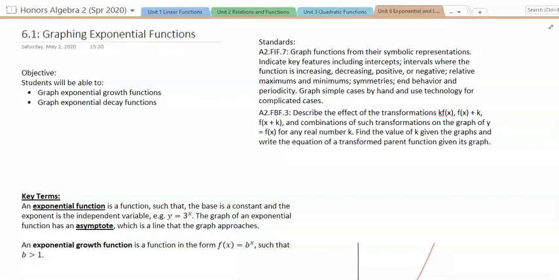The objectives in this section are that you will be able to graph exponential growth and exponential decay functions, and it falls under these two standards, FIF 7, dealing with the key features of graphs, including exponentials, and FBF 3, describing the transformations of functions. That's what we're looking at in this section today.